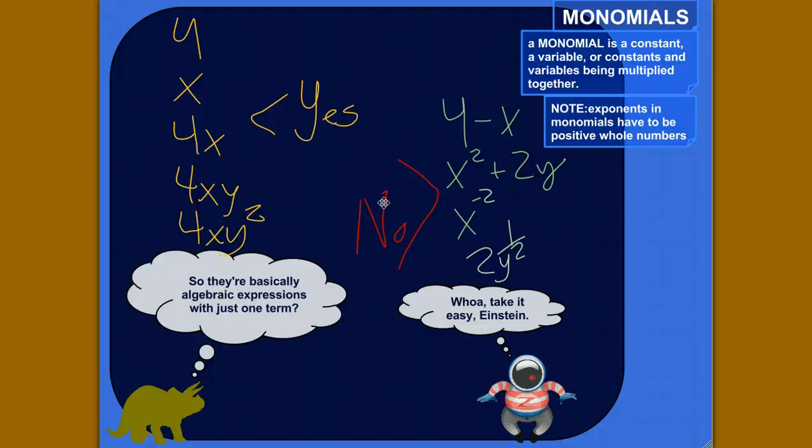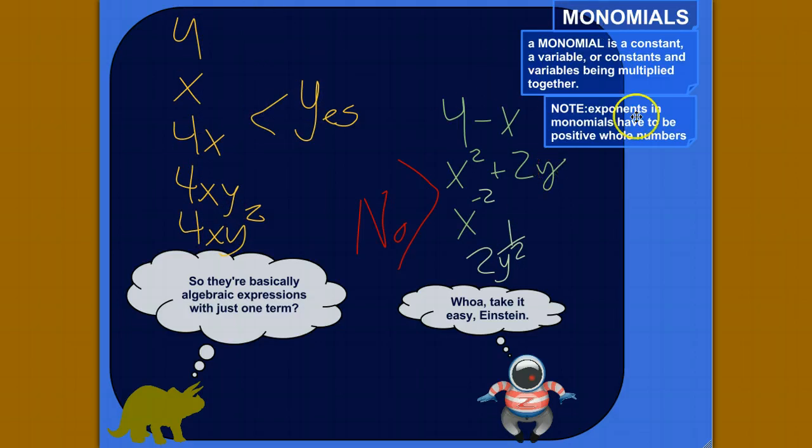So, a monomial is a constant or a variable or some combination of constants and variables being multiplied together. So that's all it is. And mono means one. So, Mathceratops made the astute observation that they're basically algebraic expressions with just one term. If that means anything to you, or if it doesn't, that's fine. So let me show you how these are examples of monomials, and these are not, and then you'll get it.